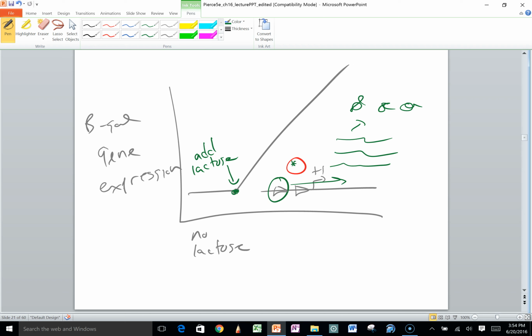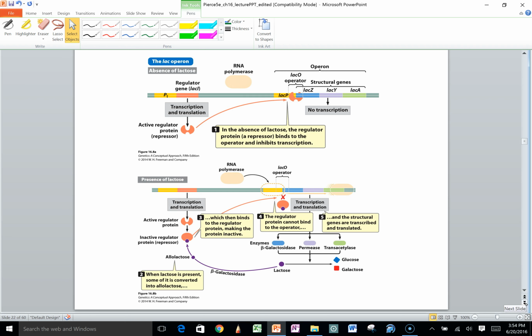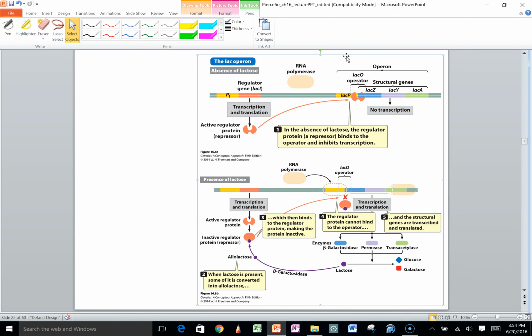Because lactose is turning this gene on, we said before that this was an inducible situation, so lactose is the inducer of the lac operon. Inducers always have the same effect. An inducer is something where you add it and it turns the gene on. That's the definition of an inducer. And then this is kind of a complicated view of what we just showed here. Down here is all your structural genes.